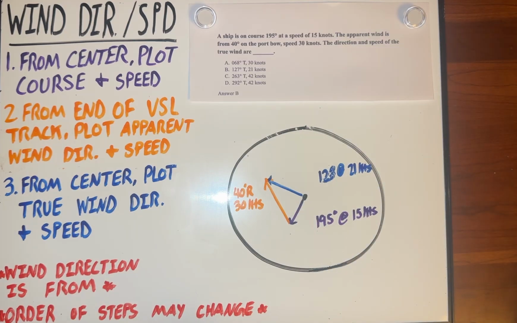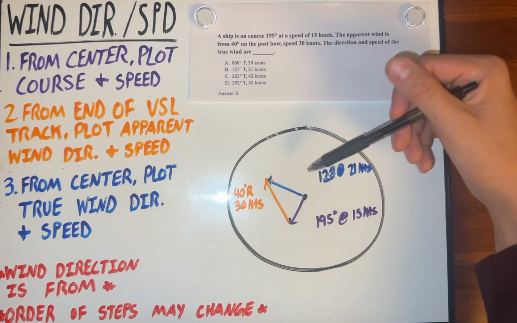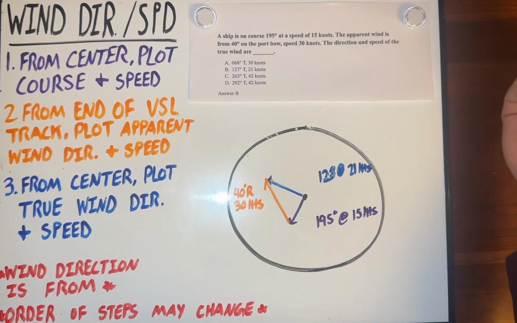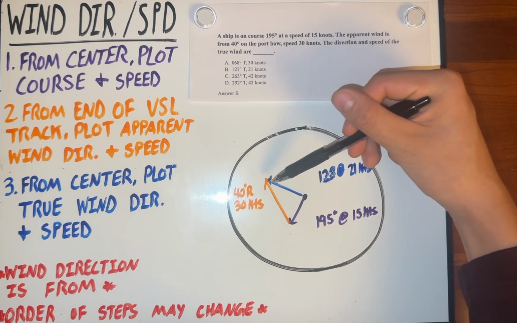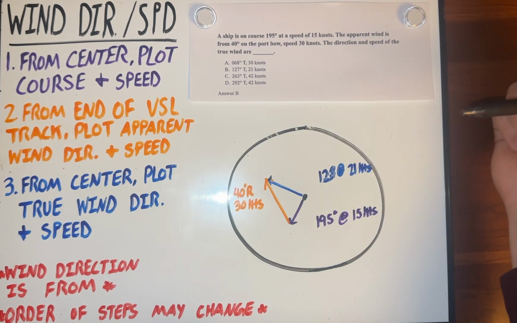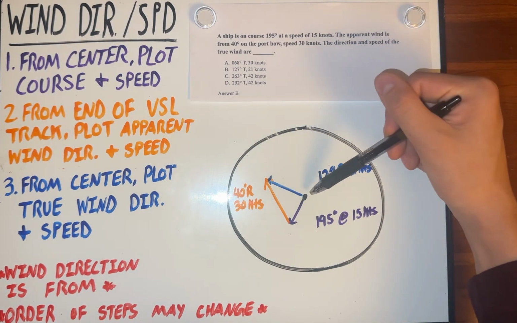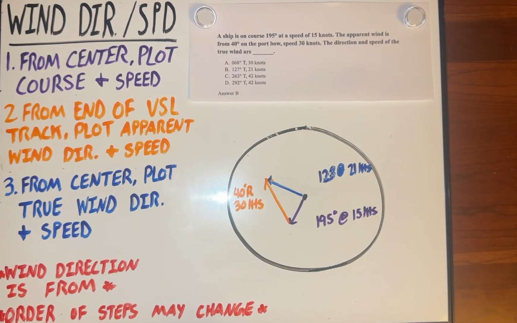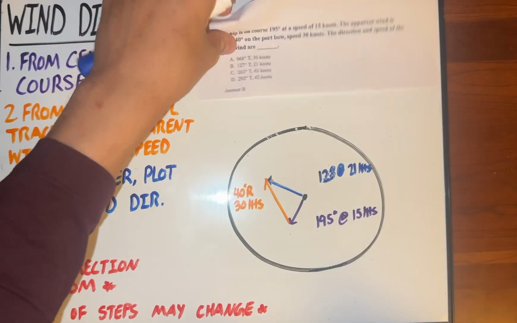Step three is from the center, plot our true wind speed and direction. And what that means is that we're just connecting these two lines to create a triangle. Our wind speed is from the center, so we know it's true. The length of the line will be our speed. So from the center to the end of our relative or apparent wind, we can find our true wind and speed. So I'll show you that on a maneuvering board.